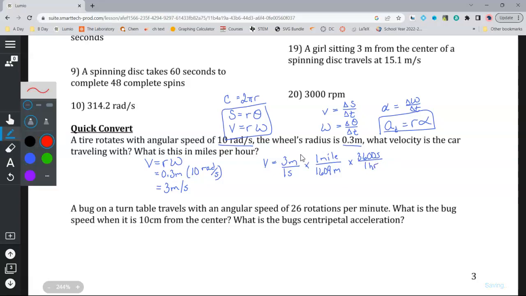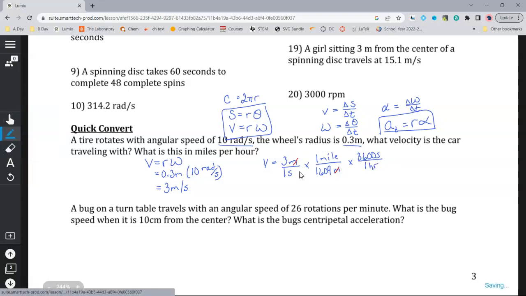So if we look at our unit analysis, the meters and the seconds are going to cancel. It's going to leave us with miles per hour. So I've got 3 times 3,600 divided by 1,609. And that is going to give us a velocity of 6.71 miles per hour. So mph, or miles per hour written out.